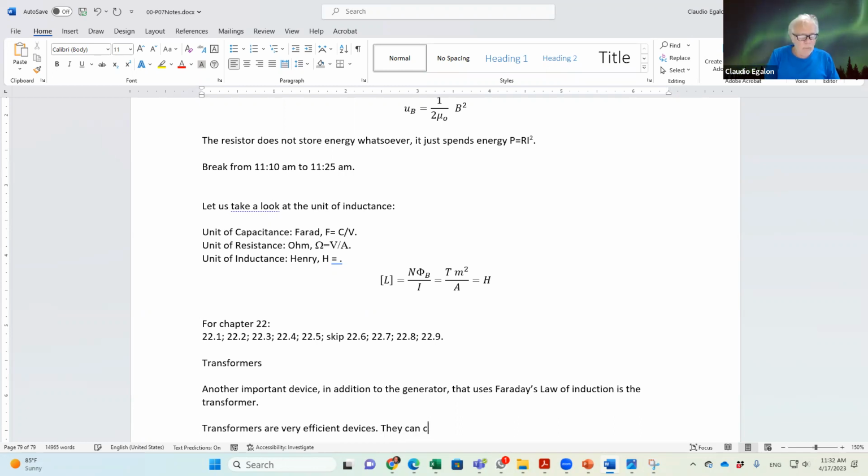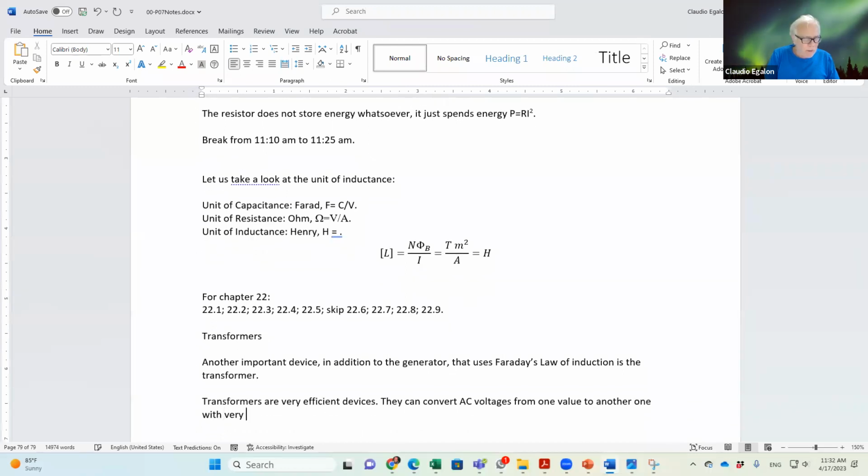They can convert AC voltages from one value to another with very little loss of energy. That's why it's 99%. And how do they work? How do they work? Okay.